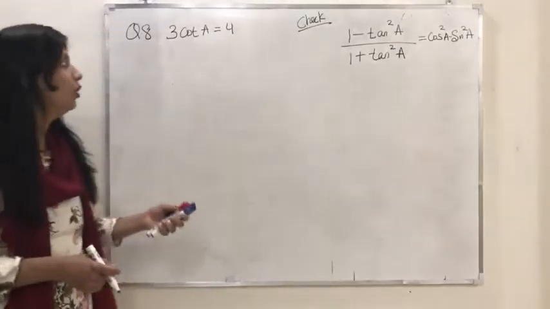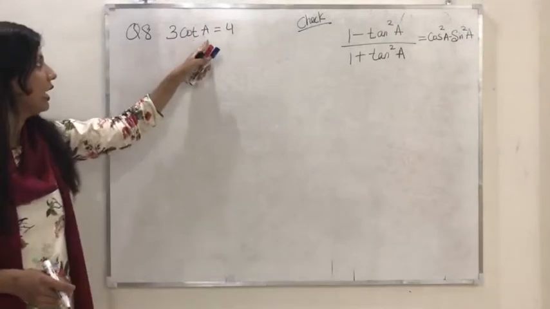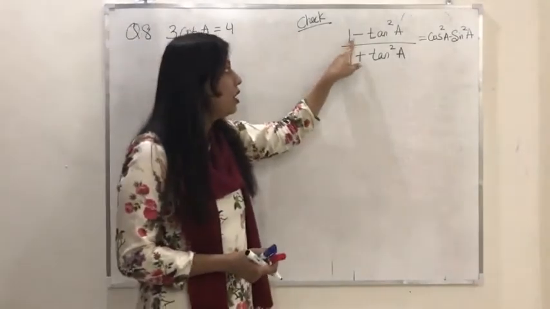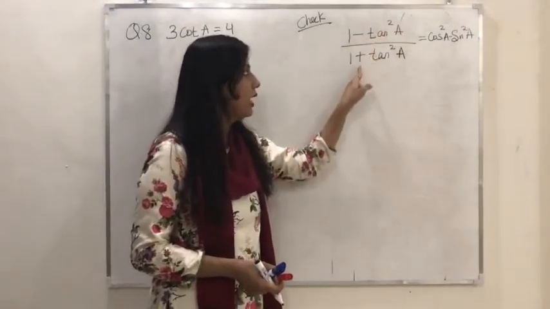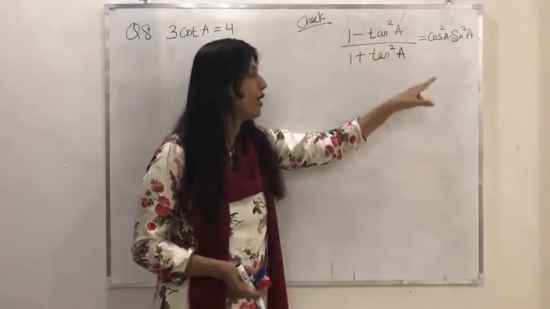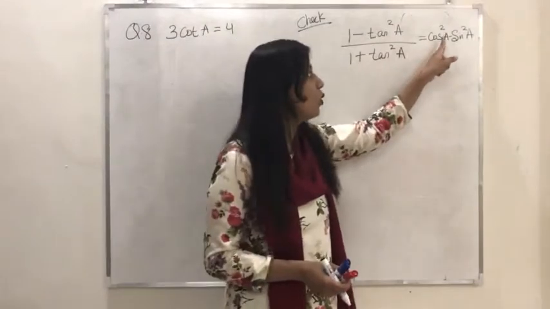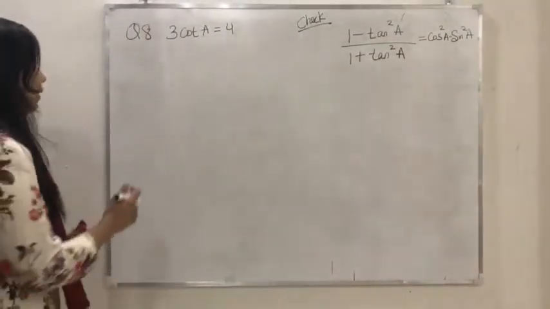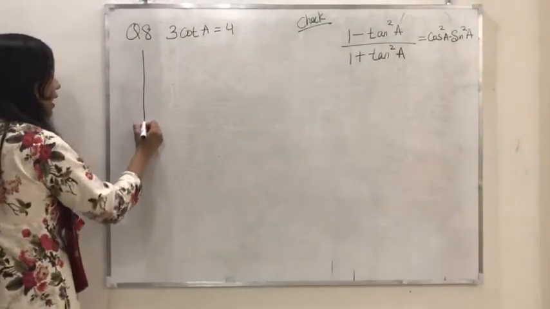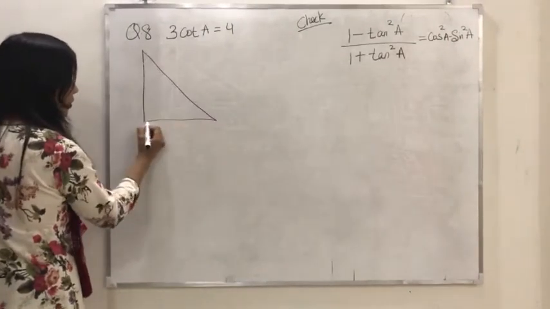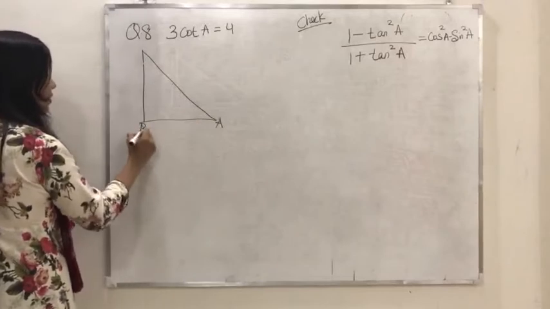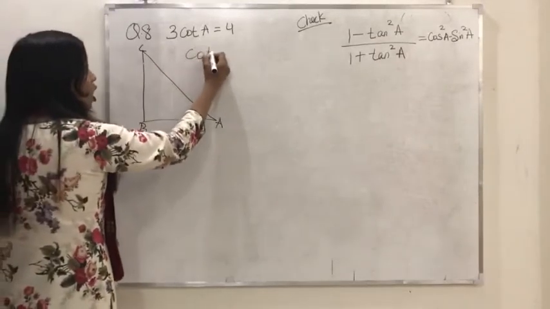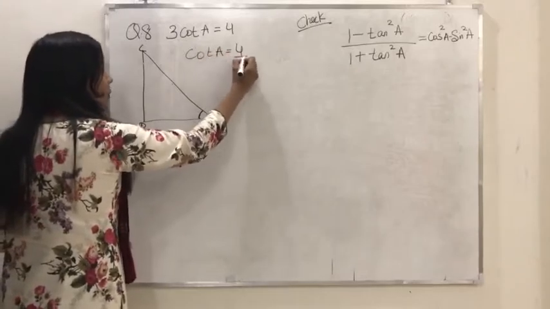What I have to do: I am given that 3 cot A is equal to 4 and I have to check whether 1 minus tan square A upon 1 plus tan square A is equal to cos square A minus sin square A or not. So first I will draw one triangle ABC. So this is my angle A. What is given? Cot A is equal to 4 upon 3.